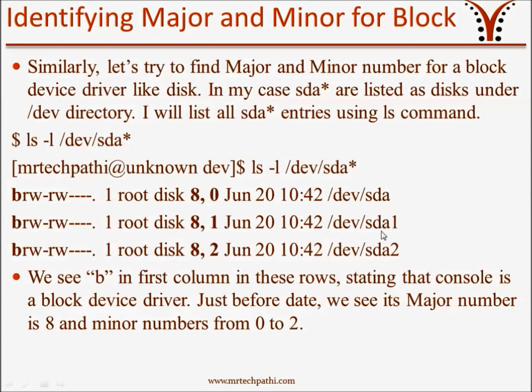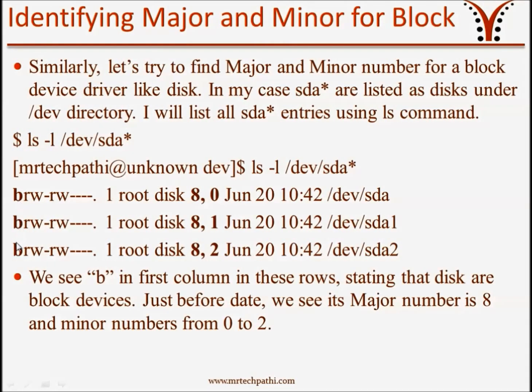This will list all my disk entries under the /dev directory. We see the character b in the first column of these rows, stating that the disks are block devices. Just before the date, we see that the major number of these devices is 8 and the minor numbers are from 0 to 2. Now we know how to identify major and minor numbers of character and block devices.